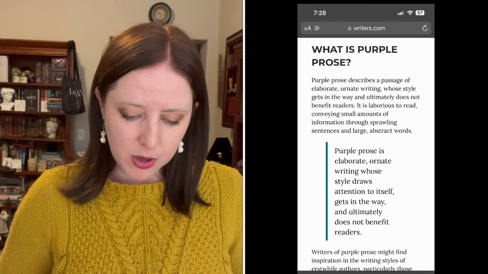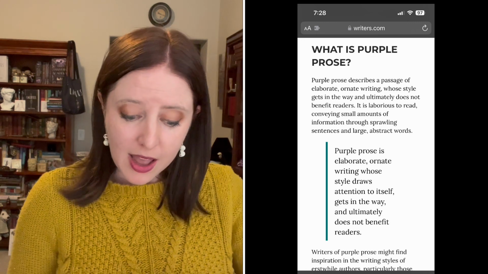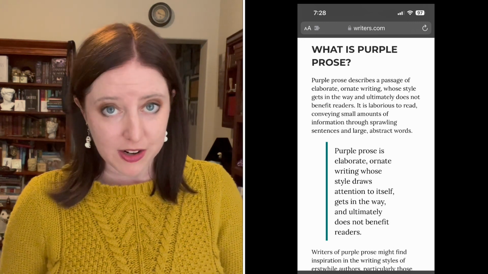Writers.com says that purple prose is elaborate, ornate writing whose style draws attention to itself, gets in the way, and ultimately does not benefit readers. Now, you probably noticed that all three of those definitions were negative, either on a small or large scale. Everybody says that purple prose is too ornate, that it's too elaborate, that it gets in the way. Everybody agrees that it is elaborate, ornate, and descriptive. Others go on to say that it is overtly just bad to read.